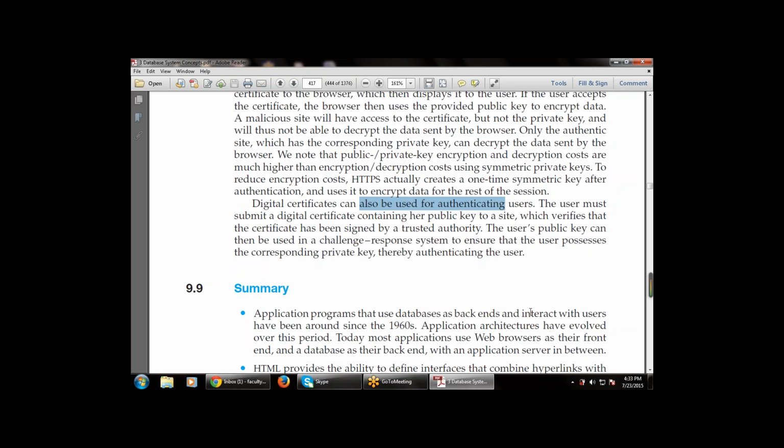The user must submit a digital certificate containing her public key to a site, which verifies that the certificate has been signed by a trusted authority. The user's public key can then be used in a challenge-response system to ensure that the user possesses the corresponding private key, thereby authenticating the user.